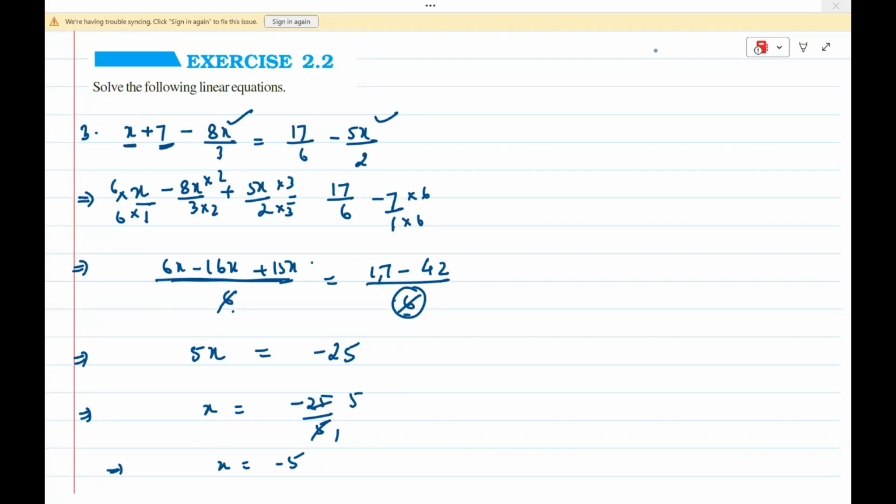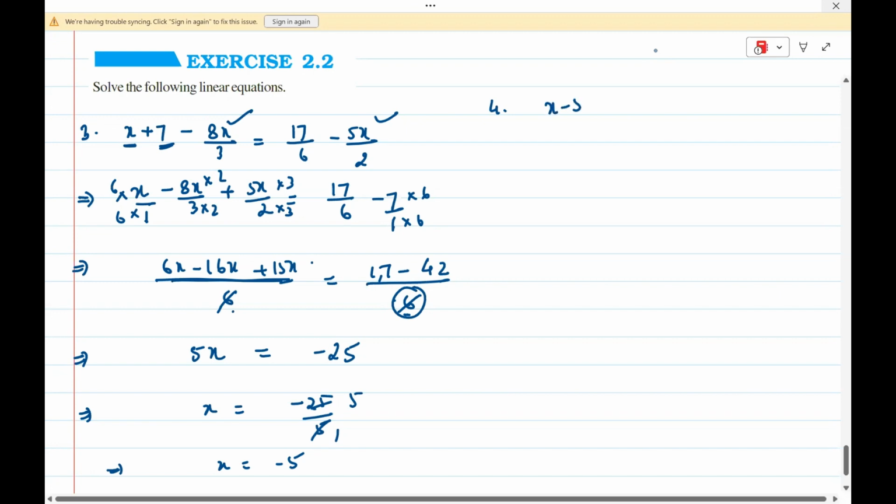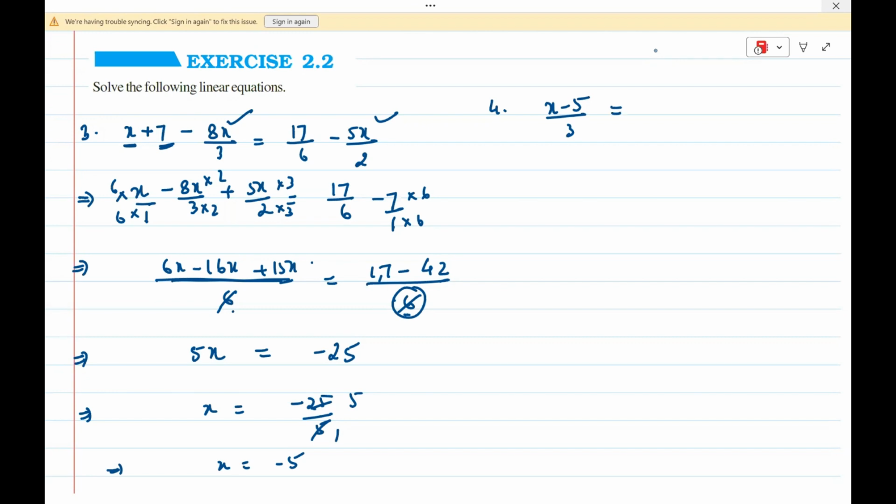See question number 4. It says (x minus 5) whole upon 3 is equal to (x minus 3) whole upon 5. As there is a whole upon, whole means a full straight line and then there is a division. So here I need not take the LCM, and I also cannot separate the variable because one number is for both. So first of all, I'll do cross multiplication.